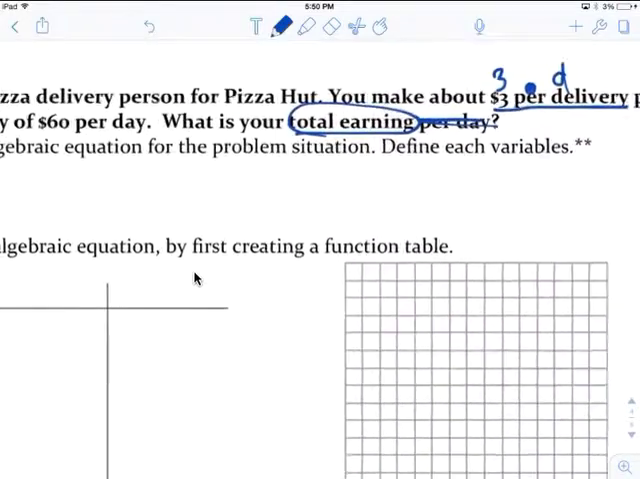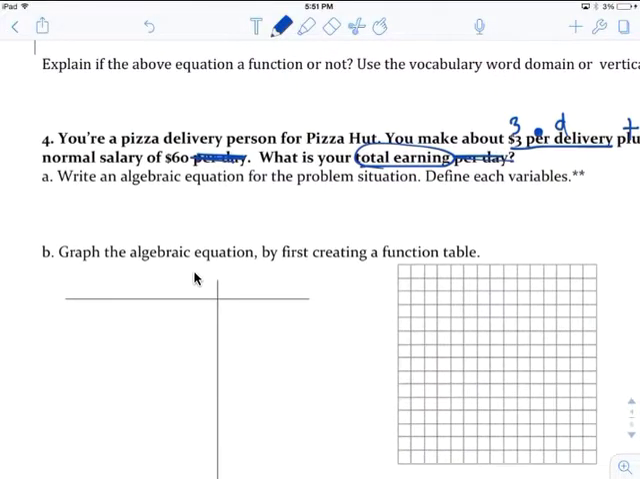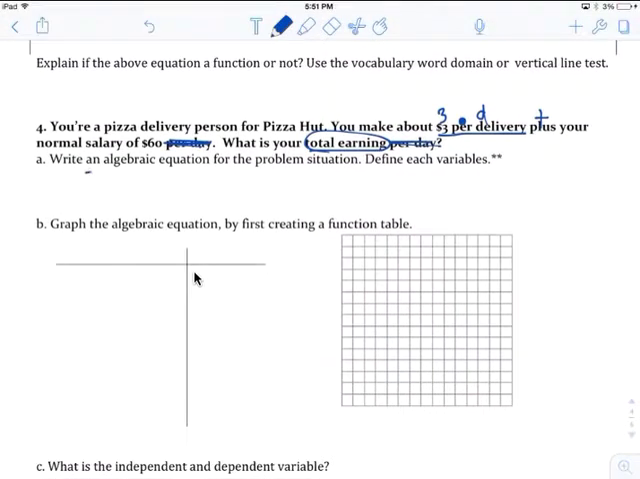Because this is your total earning each day, this is what you're going to get paid per day, $60. So the "per day" here doesn't count. It just means how much you make. You want to find out how much you make each day if you make $3 per delivery. Write an algebraic equation for the problem situation to find the variable.